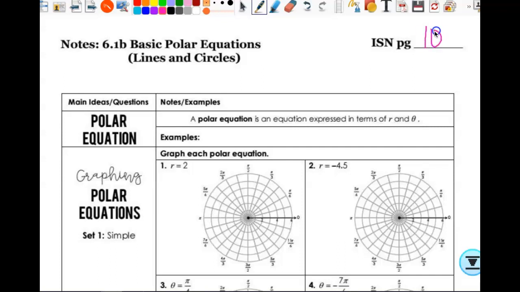This is going on page 109. We're going to look at some basic polar equations. So these are kind of the boring ones. All right, we'll get into some cool ones, but we got to get through the boring stuff first.